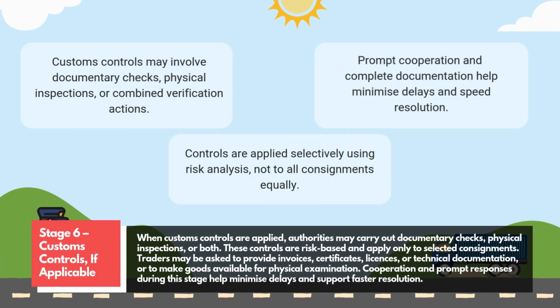Stage 6: Customs Controls, if applicable. When customs controls are applied, authorities may carry out documentary checks, physical inspections, or both. These controls are risk-based and apply only to selected consignments. Traders may be asked to provide invoices, certificates, licenses, or technical documentation, or to make goods available for physical examination. Cooperation and prompt responses during this stage help minimize delays and support faster resolution.